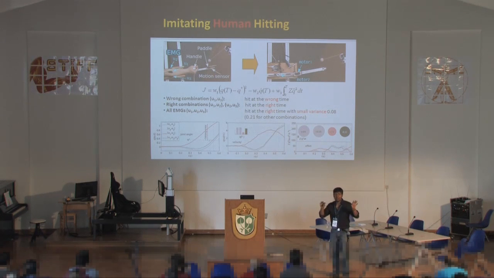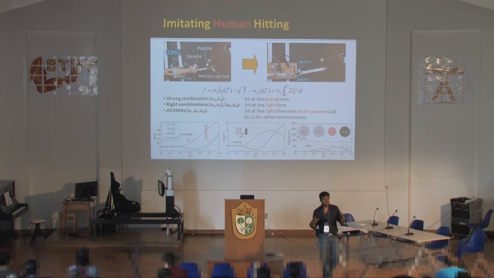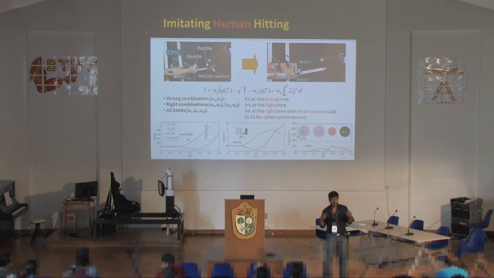and did the apprenticeship learning framework completely blind of the robot, of the human arm model. We found that U1 and U3 is not the right combination to use. So you hit at the wrong time. The other two give equally good results, so they hit at the right time. All three EMGs give you an additional redundancy, which actually reflects in the small variance in the actual policies that are generated. So having a larger number of redundant EMGs is a good thing if you can have an automated mechanism for dealing with it.